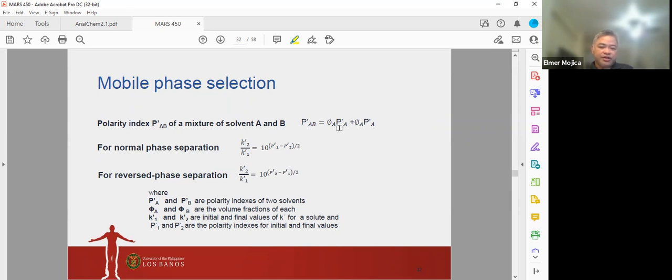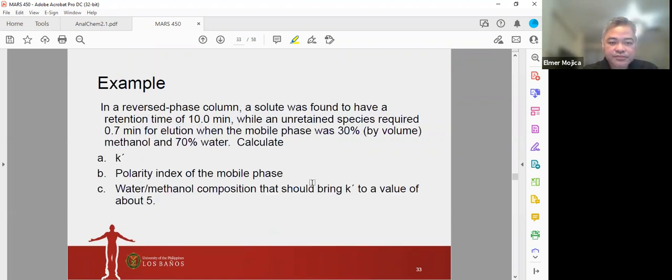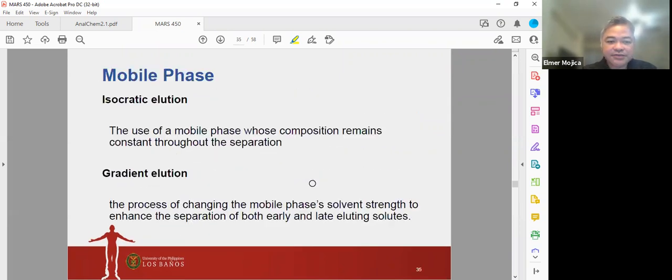The polarity indexes and the volume fractions that you have. So for the normal phase separation, okay, this is the formula that you use to determine if they are good solvents or not. Okay. So we're going to discuss more about this during our synchronous class.